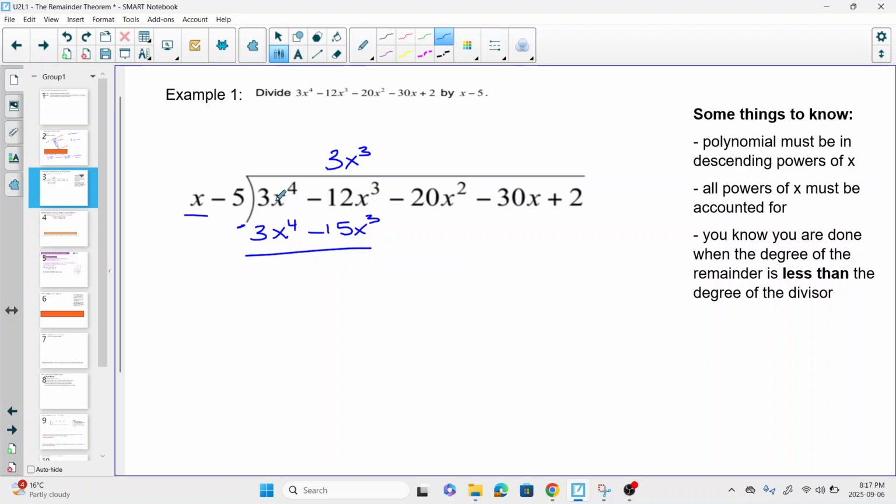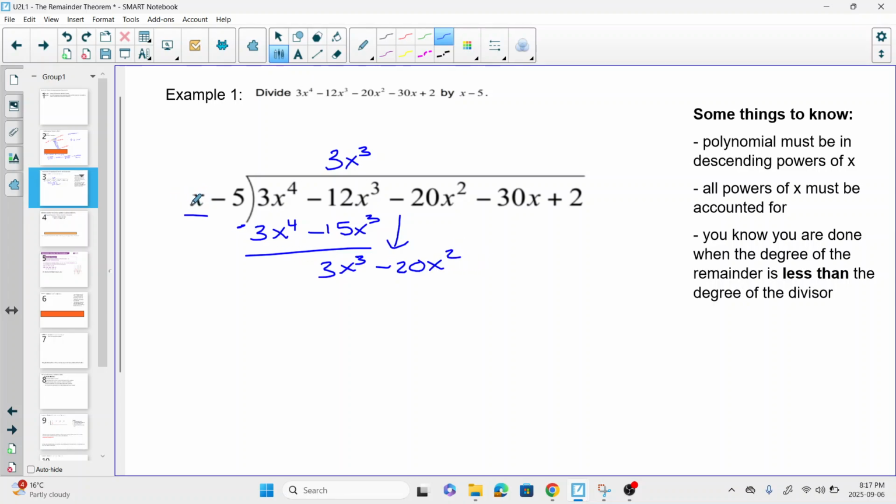Now the steps are the same. I have to subtract, and the goal will always be that these terms should cancel each other out. If they don't, you've done something wrong. So here we have 0. Now I have negative 12 minus negative 15. So this becomes positive: negative 12 plus 15, which gives me 3x cubed. And now is where I bring down my negative 20x squared, and then we go all over again.